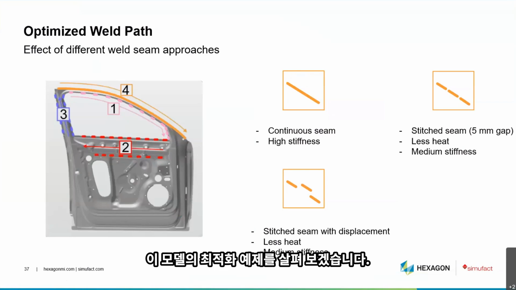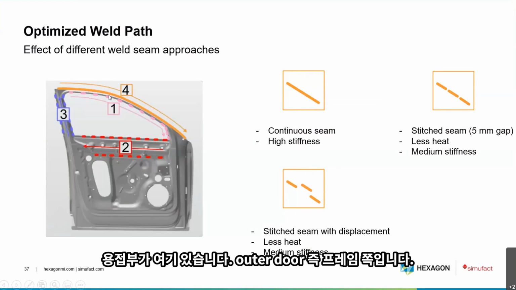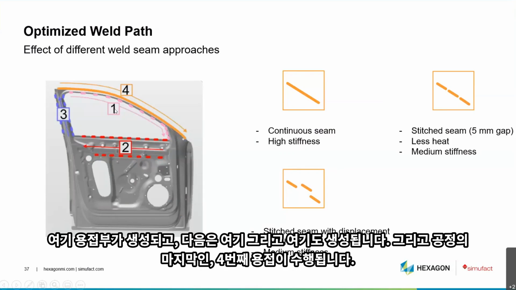Well, and what we see here is just one example of optimization of this seam here at the outer door, let's say, of the frame. So what you see here is the order. First of all, this weld seam is produced, then these are produced, then this is produced, and at the end of the manufacturing, the number 4 is produced.